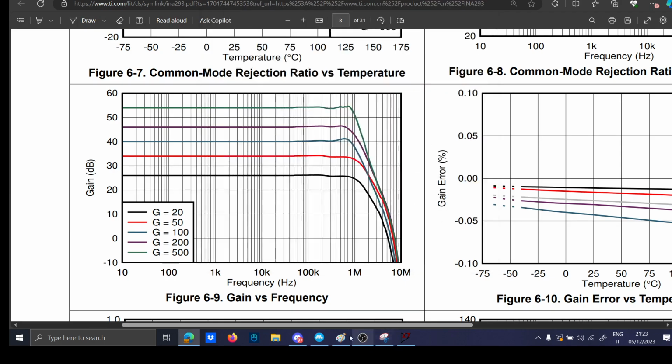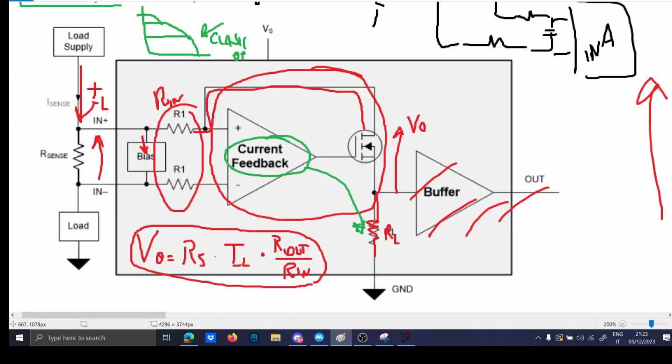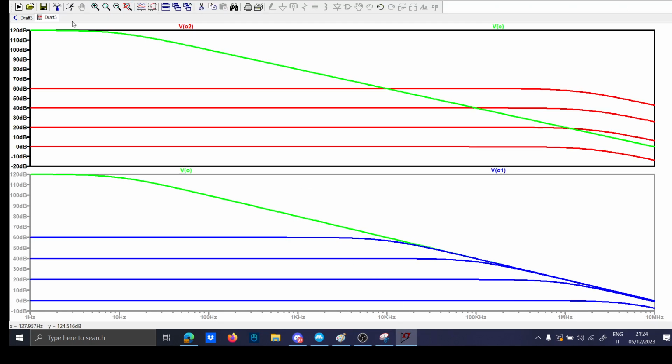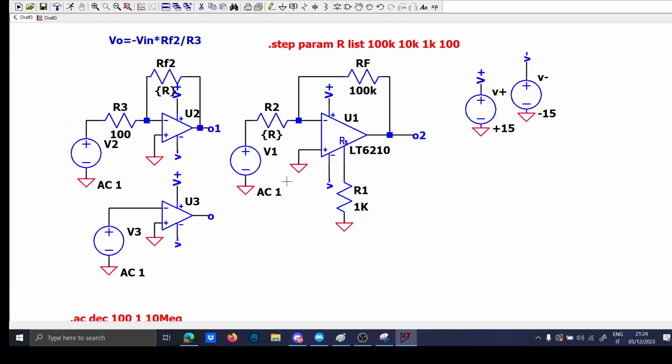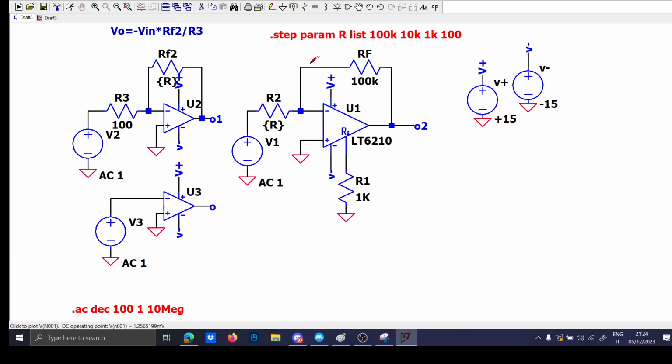Now let's come back to this and let's realize also this part of the circuit here, and I will show you that this equation is really gonna work. So this was something about the bandwidth.